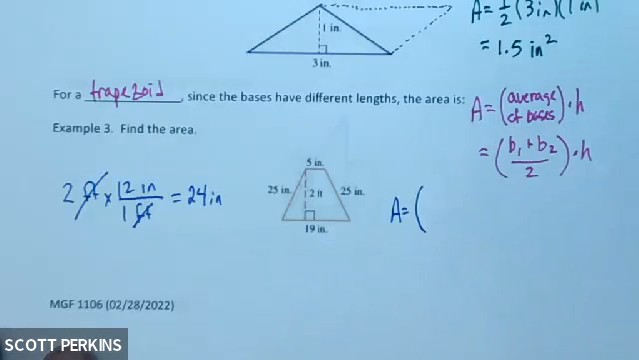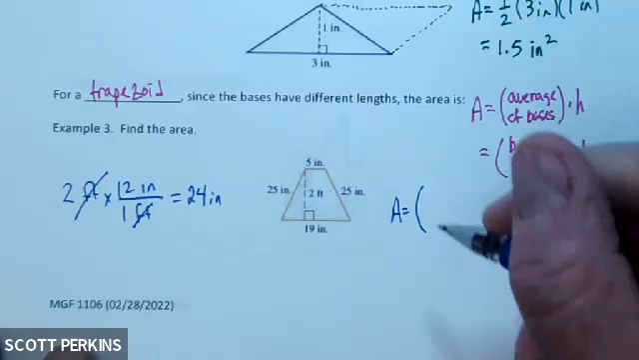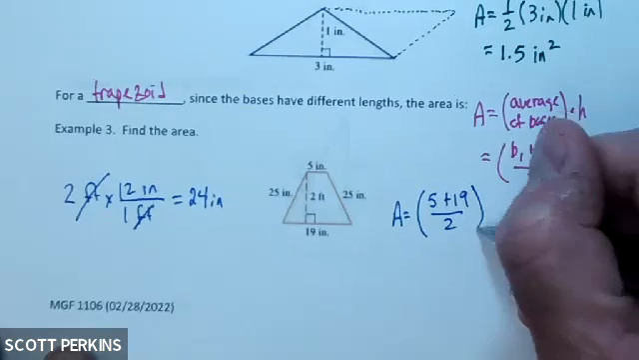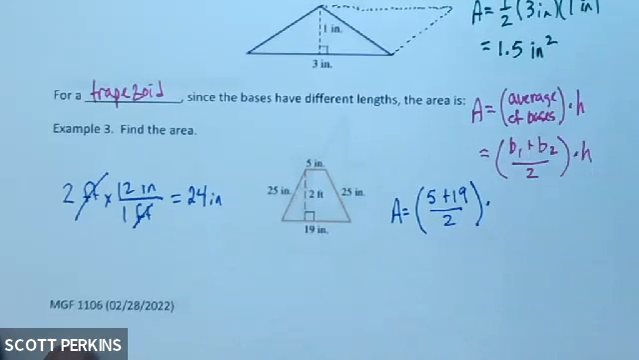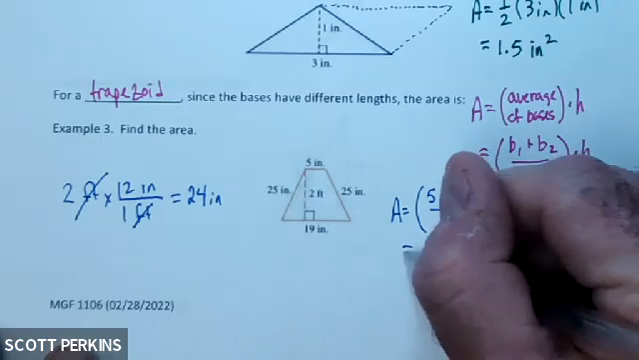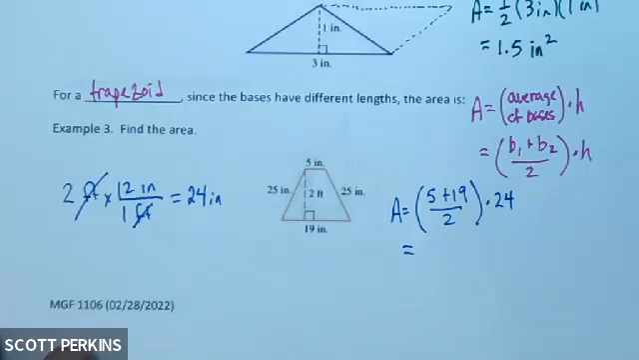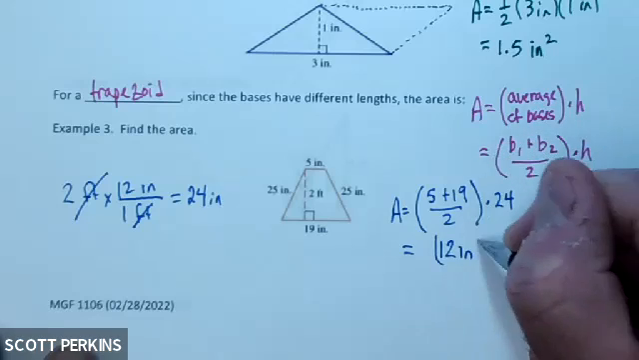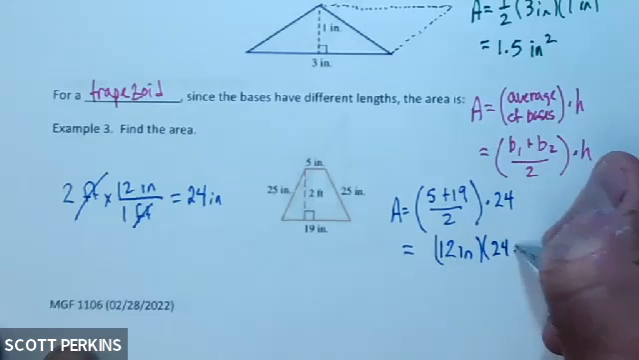What are the lengths of my bases for this trapezoid? Okay, 5 plus 19 divided by 2. And then the height is 24. So we'll put a 24 right there. 5 plus 19, that's 24. So 24 divided by 2, that means the average of my bases is 12 inches. And then my height is 24 inches.